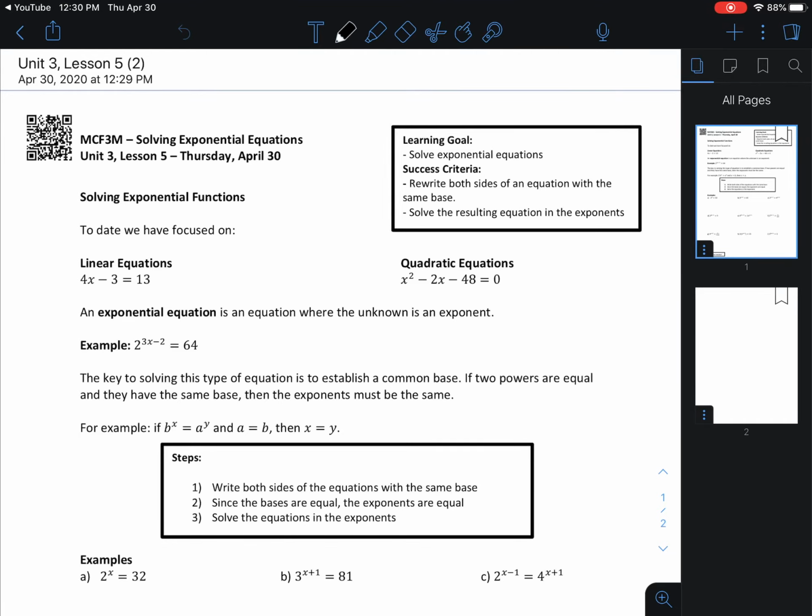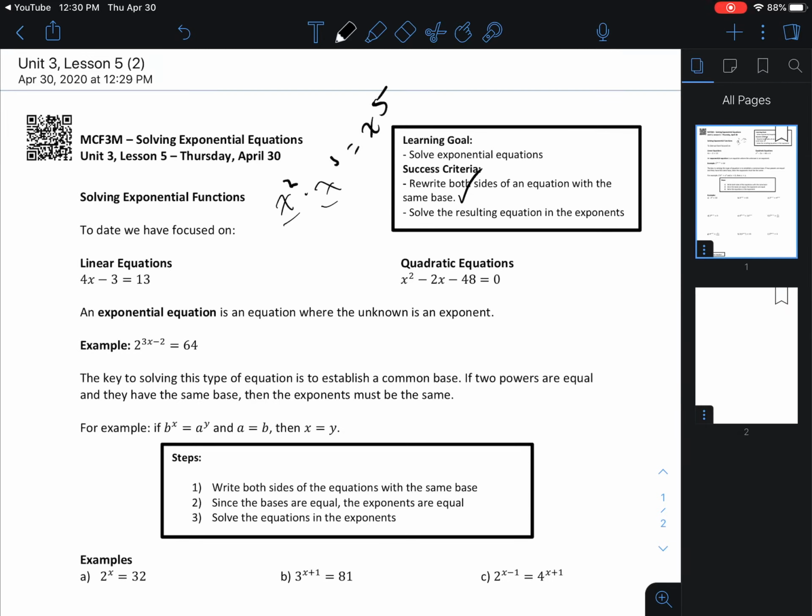Okay, guys, so today we're going to take a look at actually solving exponential equations. Some of the success criteria for today is going to be able to take the bases for each side of the equation and write them the same. So we need both sides to be x and x, except today we're going to deal with numbers.